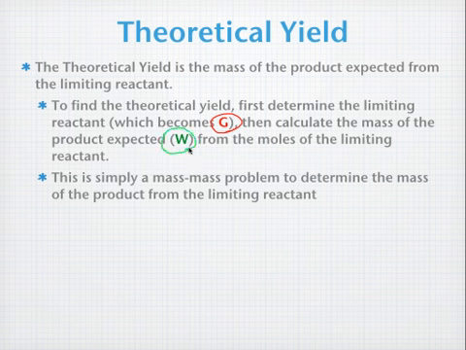So we actually did this before, didn't we? This is exactly what we did in the previous lesson when we found the mass of the product formed from the limiting reactant. And so this is a mass to mass or a mole to mole problem, depending on how we put it together. And this should be relatively easy to solve.